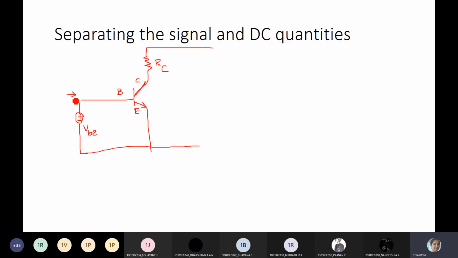What is IB? What is the base current we have derived? Small IB, ma'am. Small IB with respect to R pi.